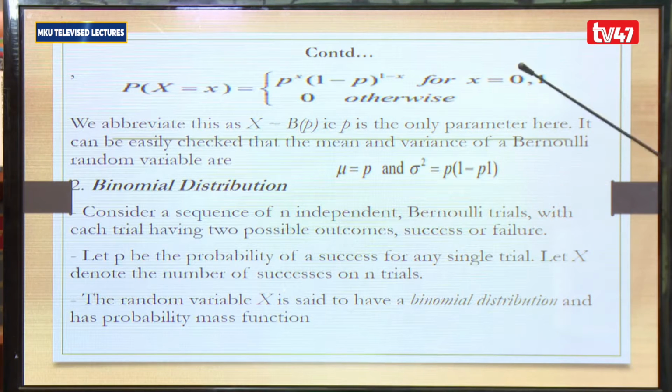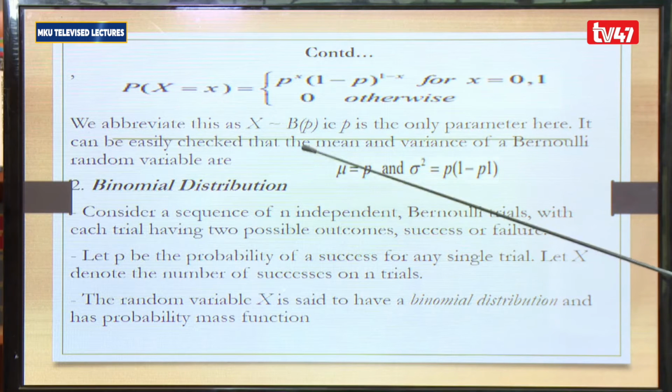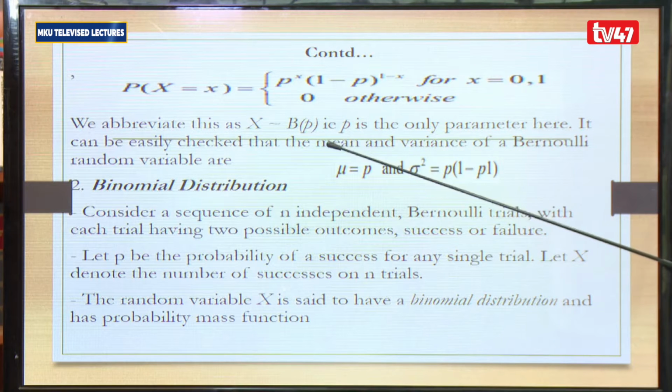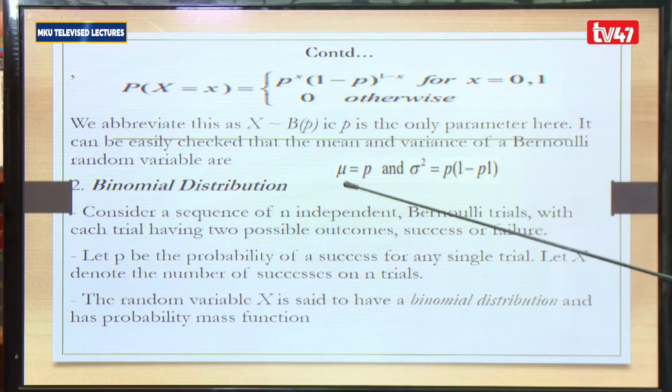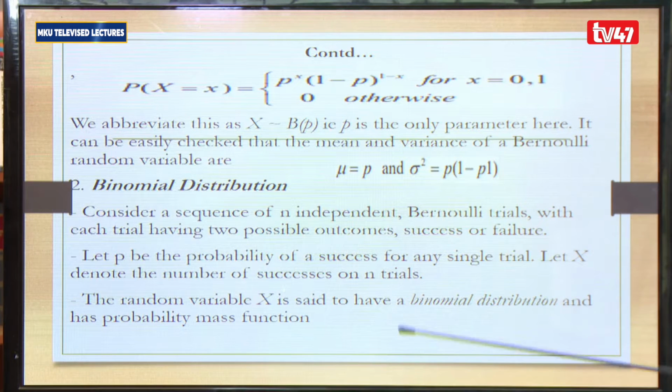And clearly we can see that this is a discrete distribution because we have two defined values that x can take. We abbreviate this by x ~ B(p). So this means that x follows a Bernoulli distribution with parameter p, because only one parameter is needed to define a Bernoulli distribution. That is, p is the only parameter here. It can be easily checked that the mean of a Bernoulli random variable is p and the variance is p(1 minus p). We will prove that here. Mean simply means the expected value.